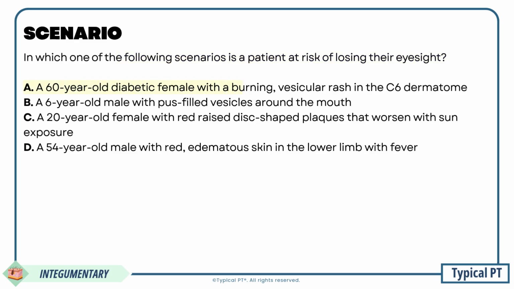A. A 60-year-old diabetic female with a burning vesicular rash in the C6 dermatome. B. A 6-year-old male with pus-filled vesicles around the mouth. C. A 20-year-old female with red, raised, disc-shaped plaques that worsen with sun exposure. D. A 54-year-old male with red, edematous skin in the lower limb with fever.